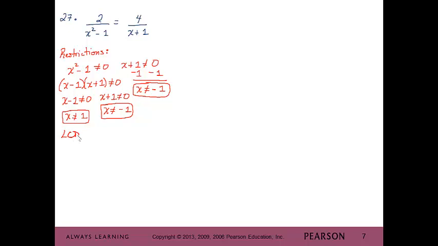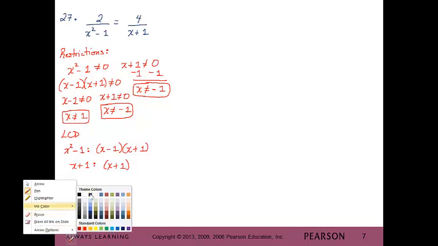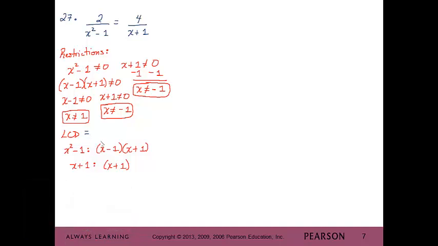Now let's continue the problem by finding the LCD. Well, the factors of x squared minus 1 is just x minus 1 times x plus 1. And then the factors of x plus 1 is just x plus 1. So now we can find our LCD by writing the factors of the first denominator. So that's x minus 1 times x plus 1. And then we go on to the second. However, x plus 1 is already there, so we do not write it. So this is just our LCD, x minus 1 times x plus 1.